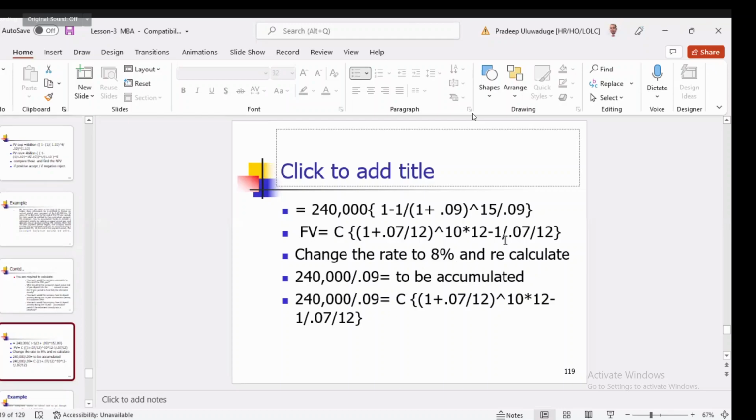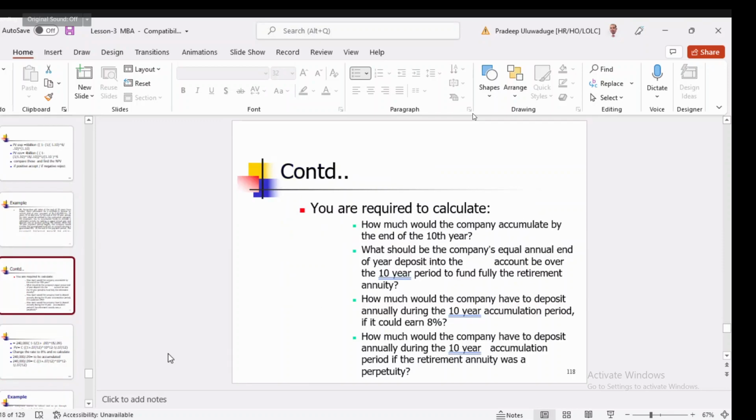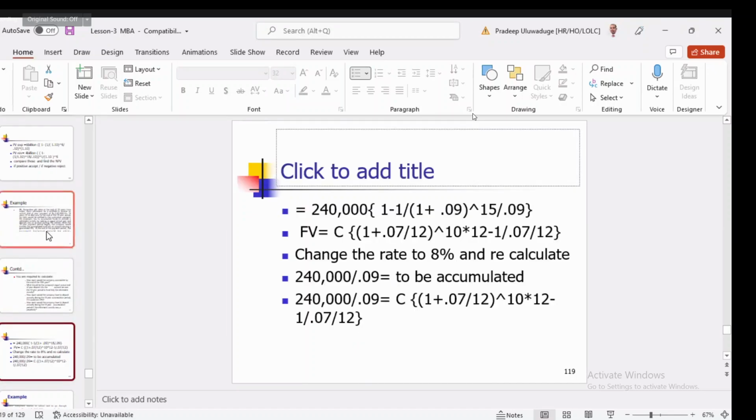Okay, change the rate to 8% and recalculate. What is the next one? How much would the company have to deposit annually during the 10-year accumulation period if it could earn 8%? Earlier we were told that it could earn 7%, and all we have to do is change the rate and then recalculate and see. Right? And then what's the other question?